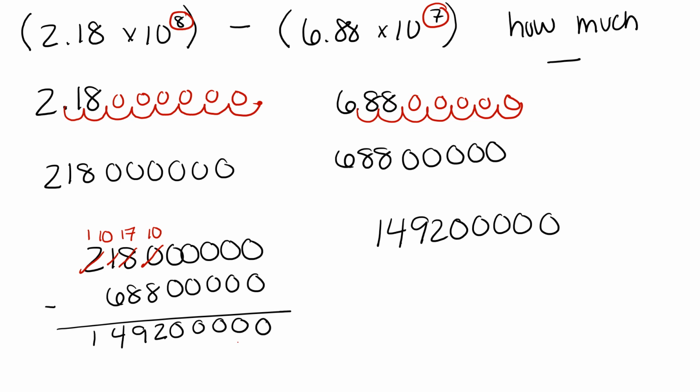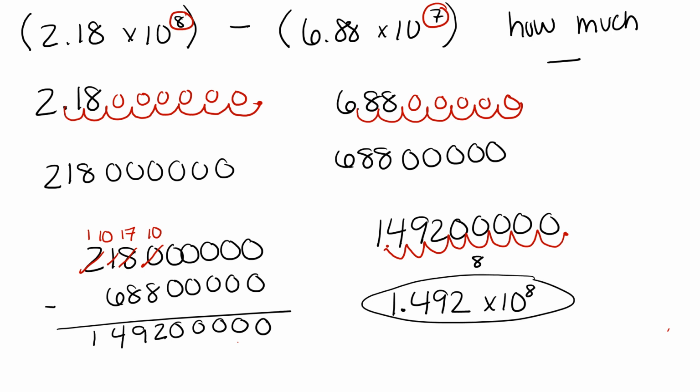We want to move our decimal point from the back towards the front between the first 2 numbers, meaning we move our decimal point 1, 2, 3, 4, 5, 6, 7, 8 times. And we write our answer as 1.492. We do not write the extra zeros. It is always times 10, and it's going to be to the 8th power because that's how many times we moved the decimal point.